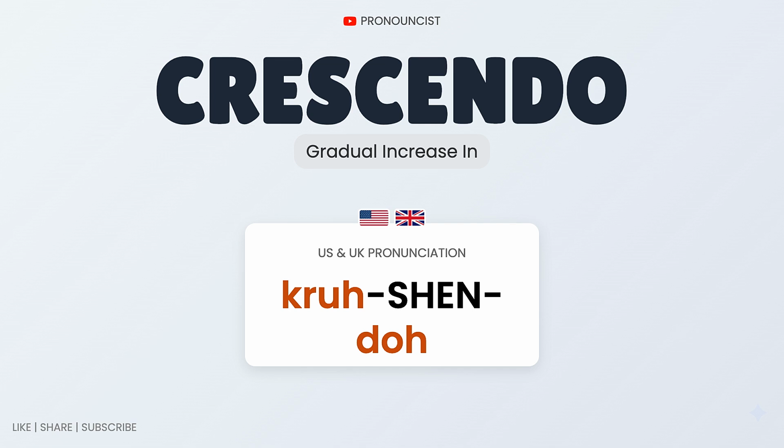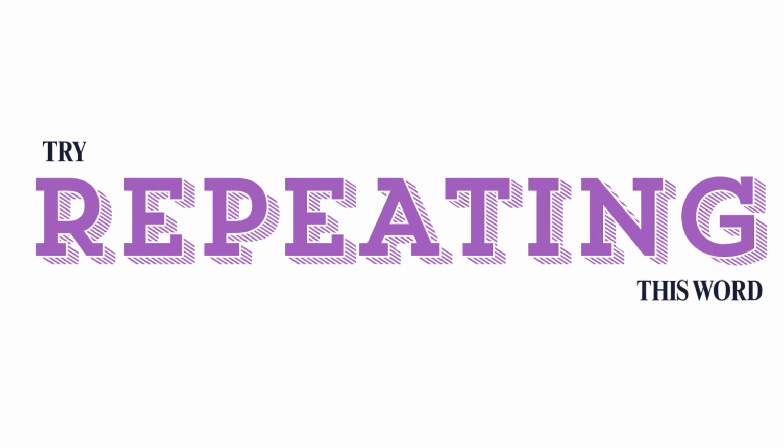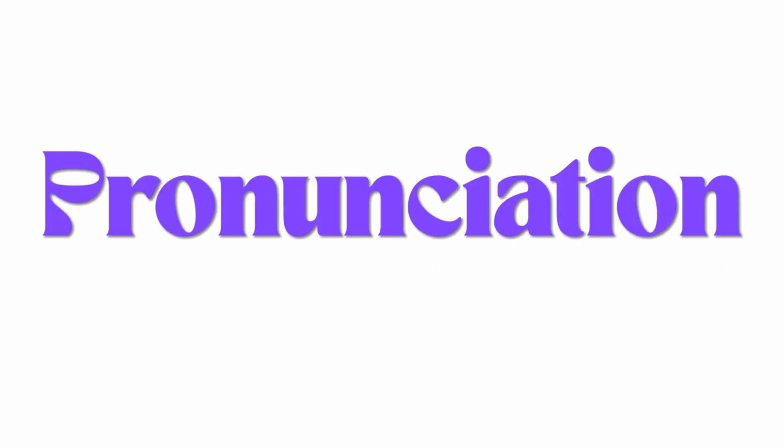The best way to practice is to repeat the syllable multiple times. The meaning of the word is gradual increase in volume. Try repeating this word several times to improve your pronunciation.